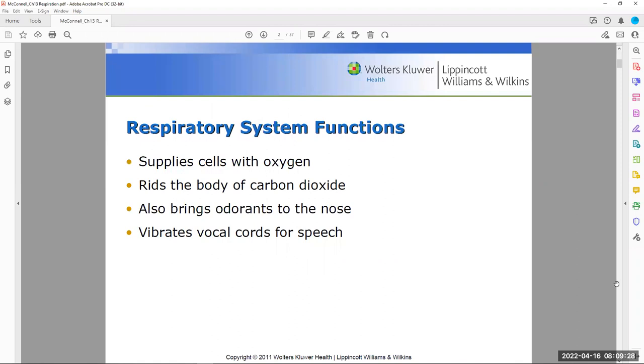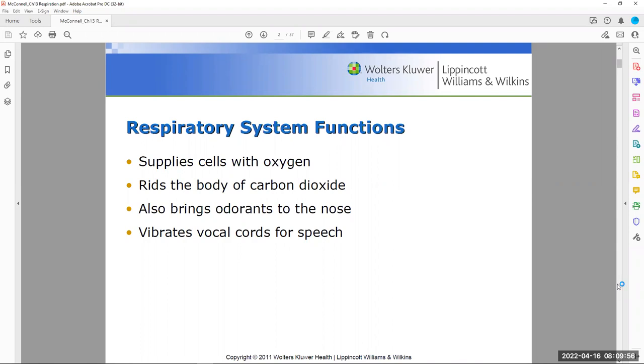So in terms of the functions of the respiratory system, the major ones: supplying the cells with oxygen, and most critically, it takes off the CO2. CO2 is produced as a waste product of respiration itself. When you think about the breakdown of food, glucose plus oxygen gives you carbon dioxide, water, and of course, energy. So both water and carbon dioxide are byproducts of respiration.